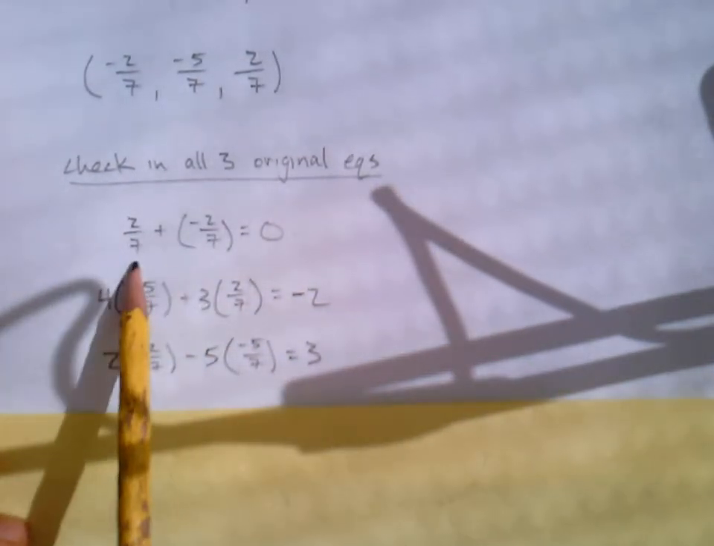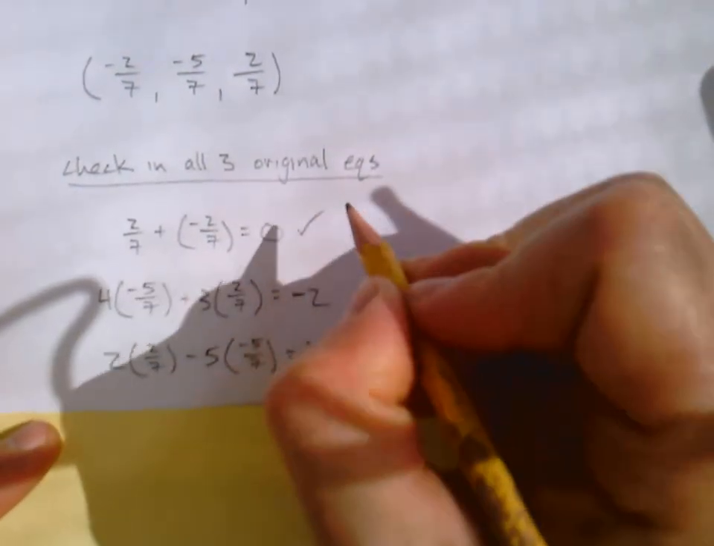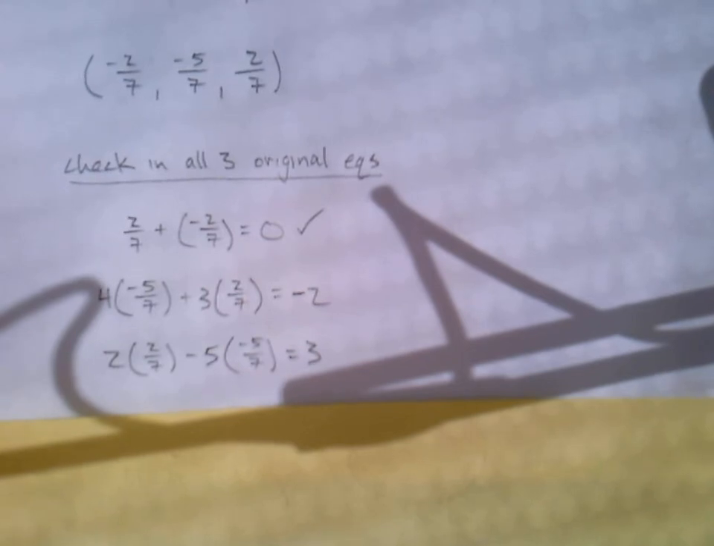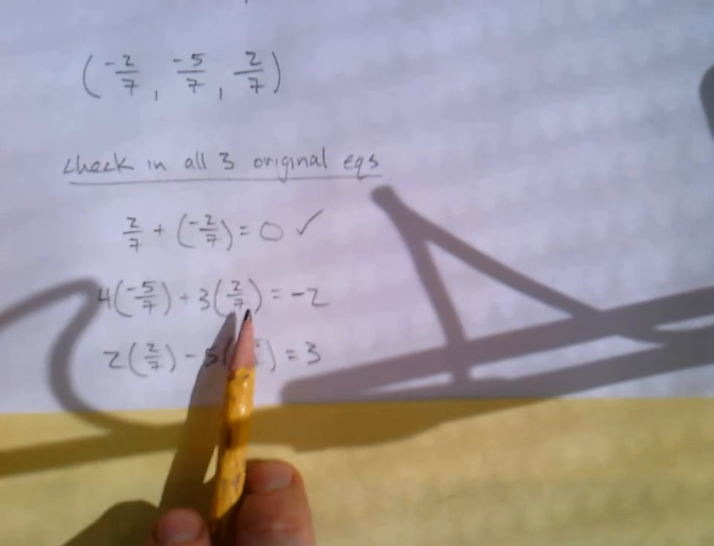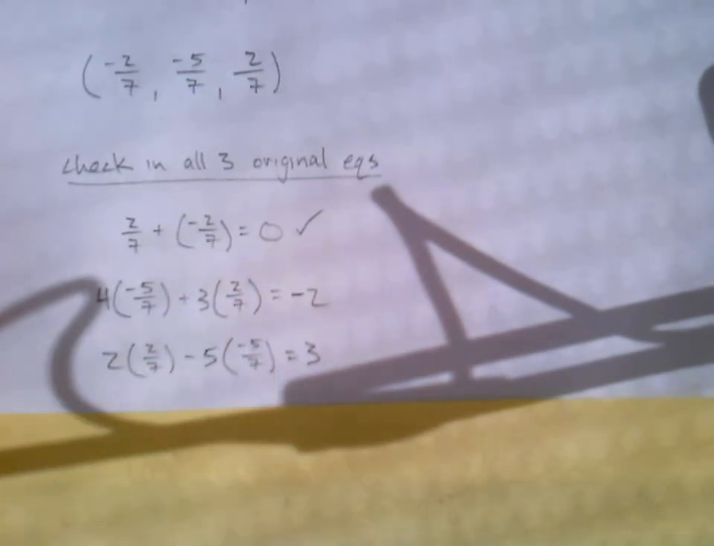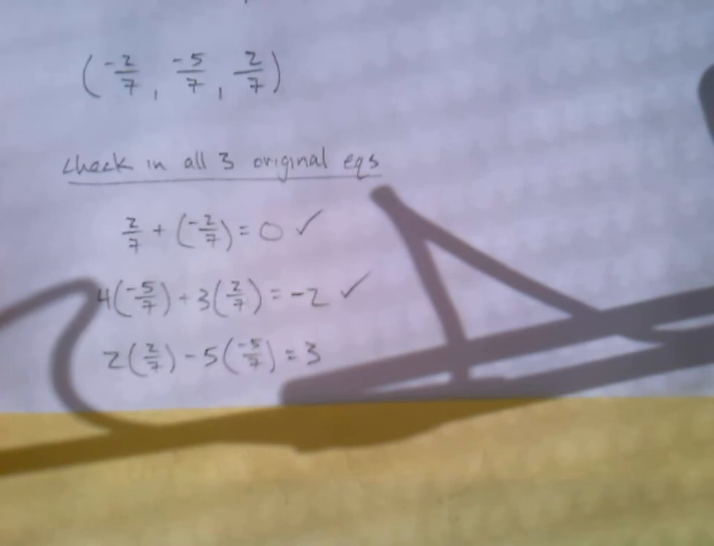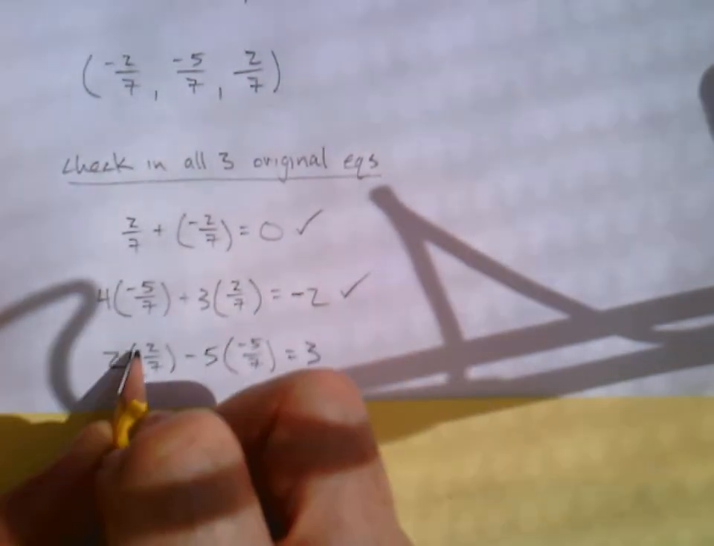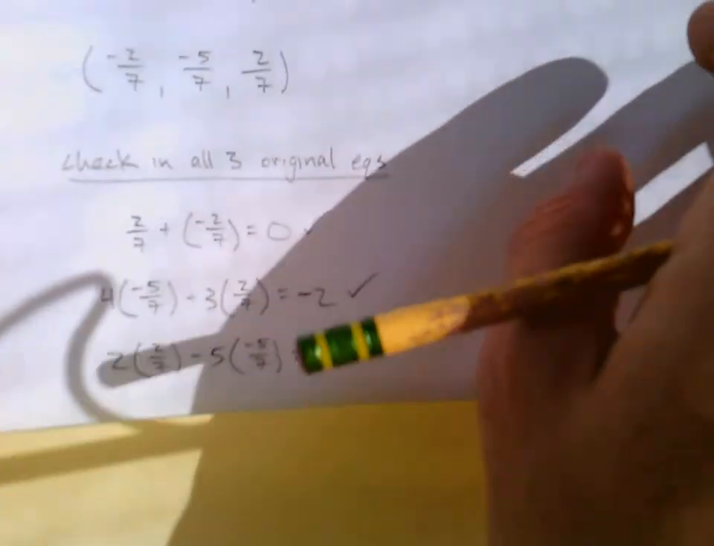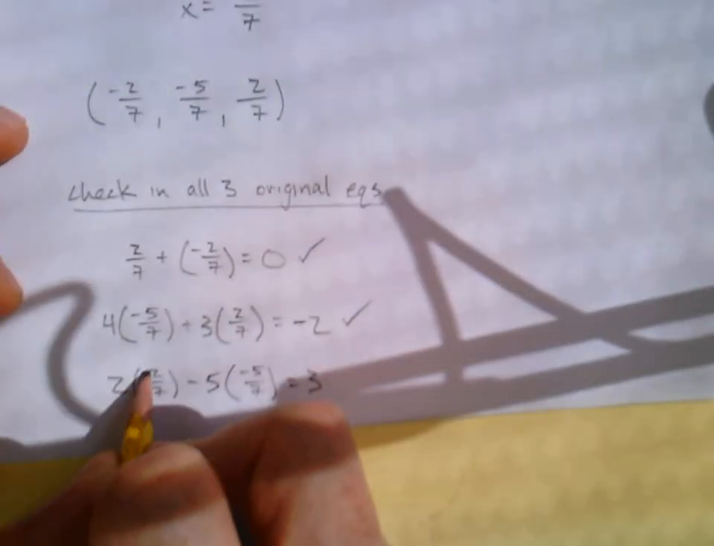So we had x plus z equals 0. Well, yeah, certainly 2 over 7 plus negative 2 over 7 is 0. Well, let's look at the more difficult ones. What that was, 4y plus 3z. Is that really negative 2? Hey, put it in a calculator. And yes, it is. And then lastly, we had 2x. Is that right? Is it 2x? I'm checking myself. Yeah, 2x minus 5y. So that should have been a negative there. Okay.